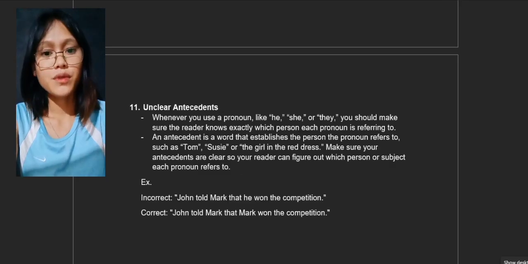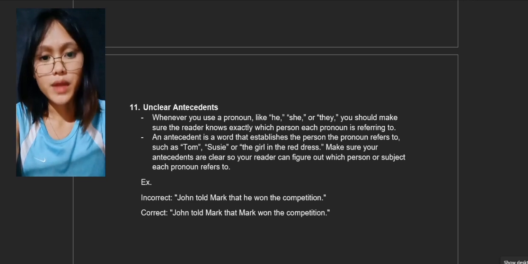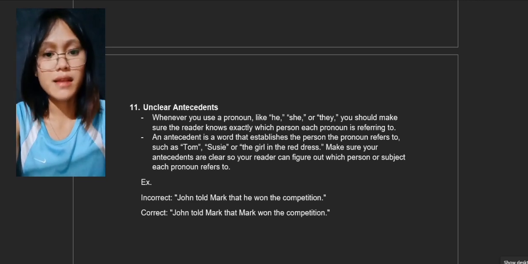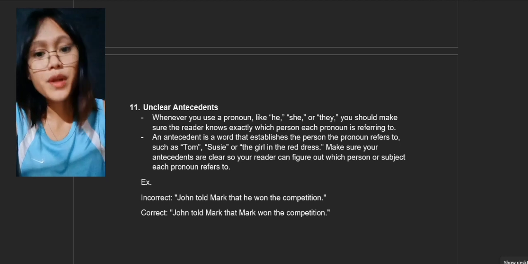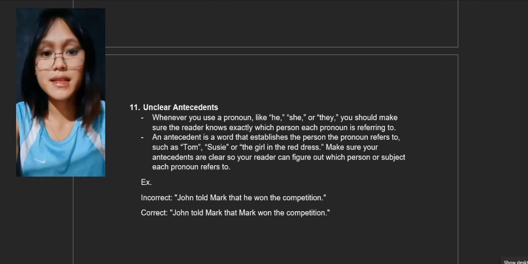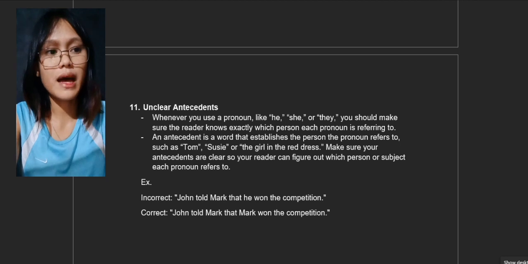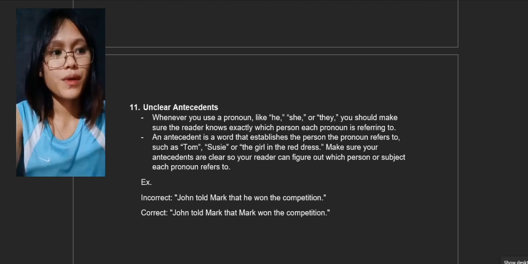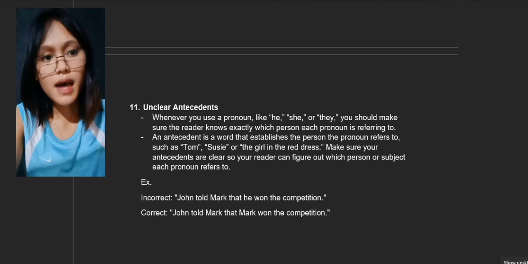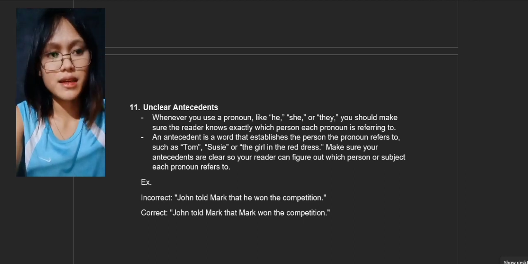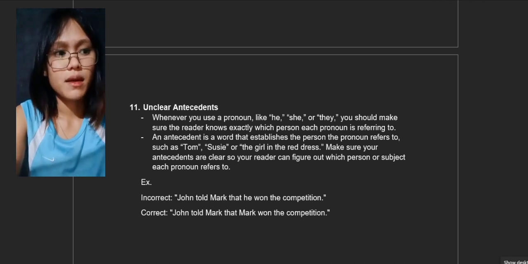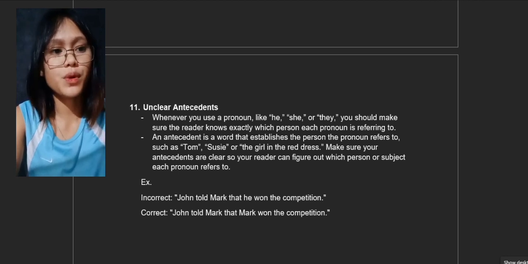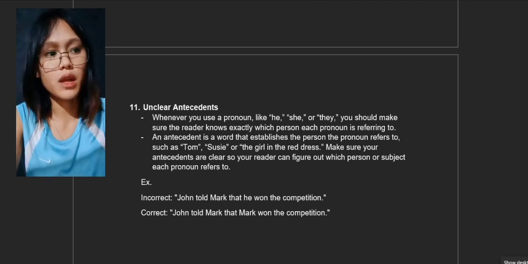Moving on to number 11, unclear antecedent. Whenever you use a pronoun like she, he, and they, make sure that the reader knows exactly which person each pronoun is referring to. Before I give an example, let me first define an antecedent. It is a word that establishes the person the pronoun refers to, such as Tom, Susie, or the girl in the red dress. Make sure your antecedents are clear so your reader can figure out which person or subject each pronoun refers to.